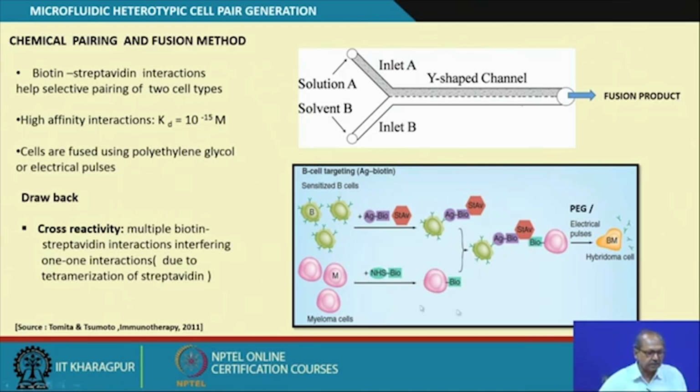But the problem is cross reactivity: multiple biotin-streptavidin interactions interfere with the 1-1 interactions. What you want is 1-1 pairing, it will be there, but not in a very high percentage.